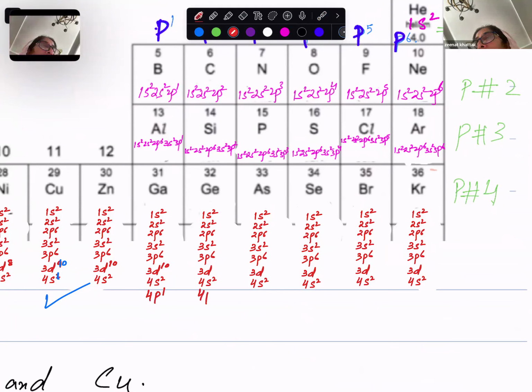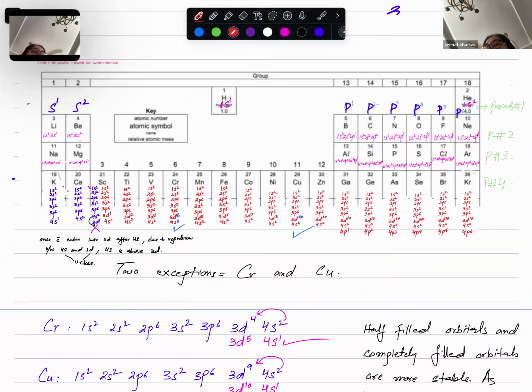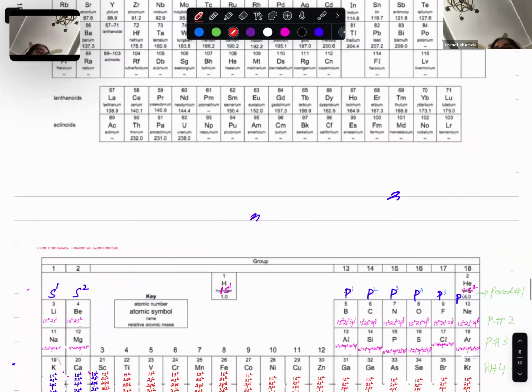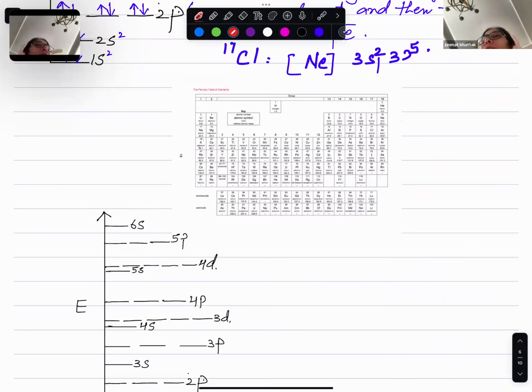This is 4p2. This is 10, 10, and 10, and 10. 4p2, 4p3, 4p4, 4p5, 4p6. Done? So if I write the shorthand electronic configuration, what will I do? I'm going to bring the periodic table again down this way.